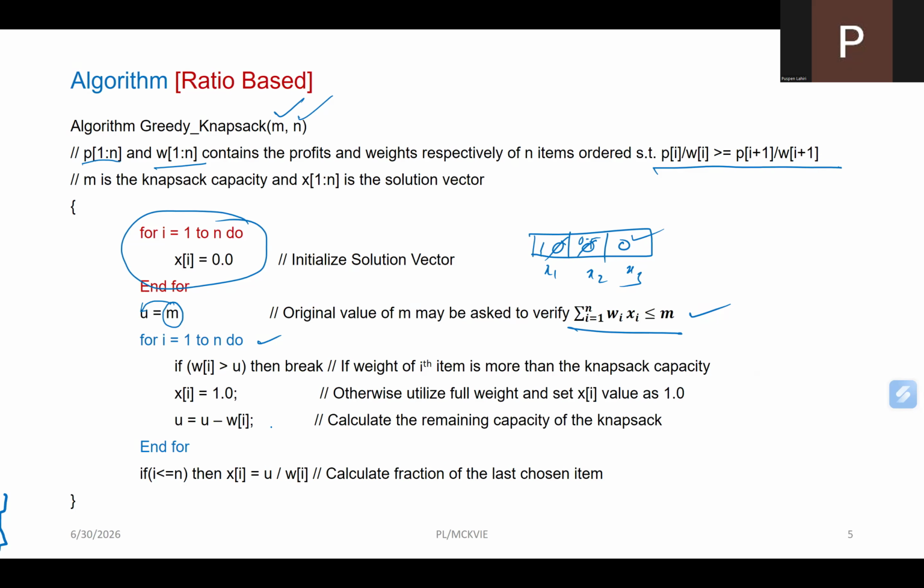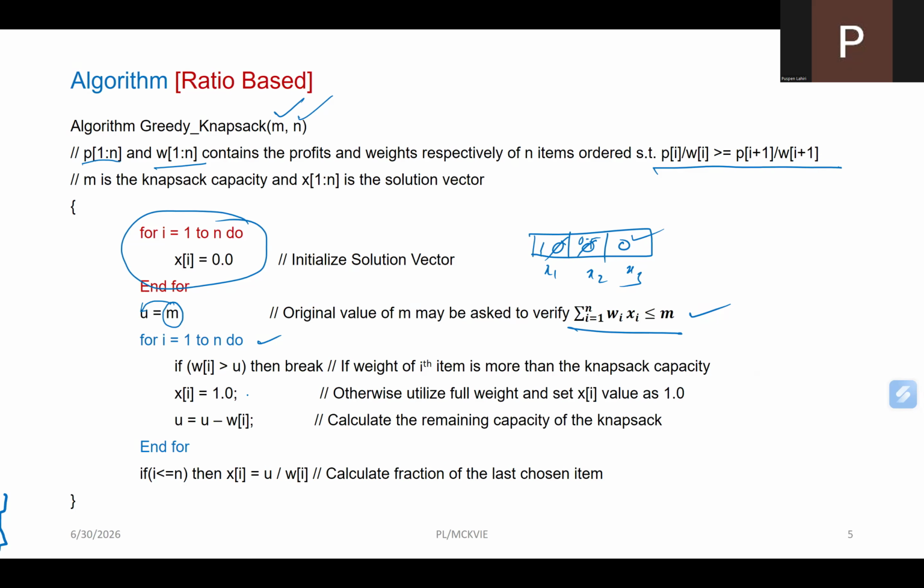So that is an indication. If the weight of the ith item crosses the capacity of the knapsack, and capacity indicates either that the first selected item has more weight than the capacity, or that after certain stages the currently selected item has more weight compared to the remaining capacity. Capacity means either the remaining capacity or the full capacity, whatever it may be. So if the weight of the ith item crosses the capacity of the knapsack, then apply break. That means you are not supposed to utilize the full weight of that ith item.